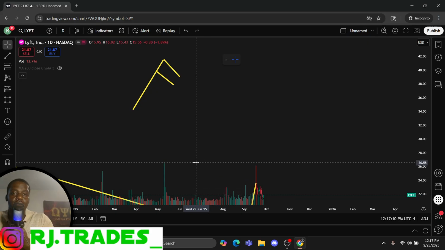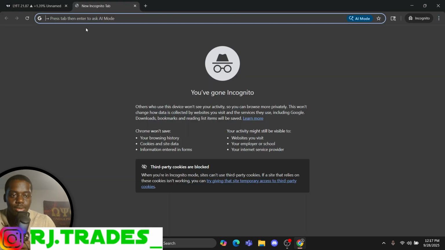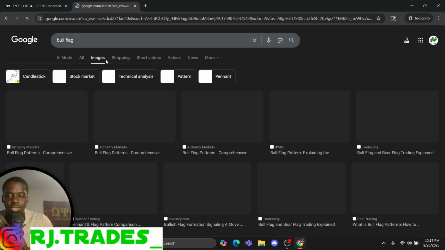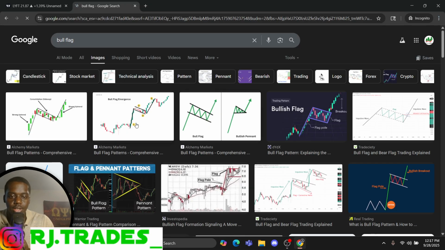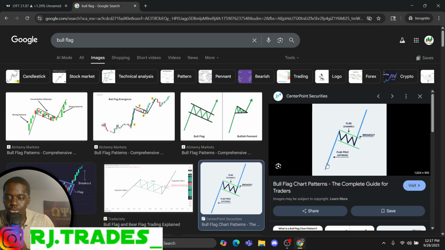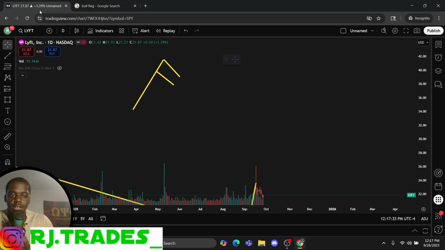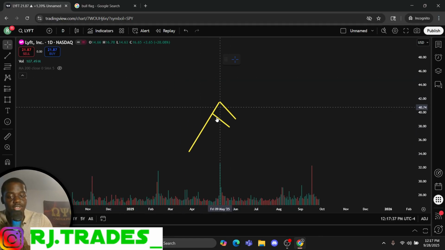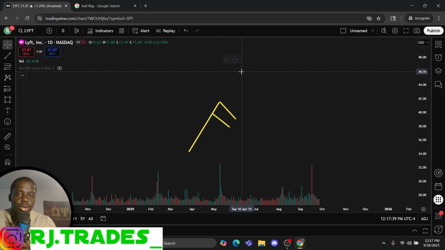All right. And just so you know, I'm not making none of this stuff up. Let's type in bull flag pattern. Okay. Images. What do you see right here? What do you see? I like this one. You see this start here, run up. You see the consolidation. You see the continuation. Okay. This is what you're looking for. You're looking for the run up, looking for consolidation, and then you're looking for it to break out.